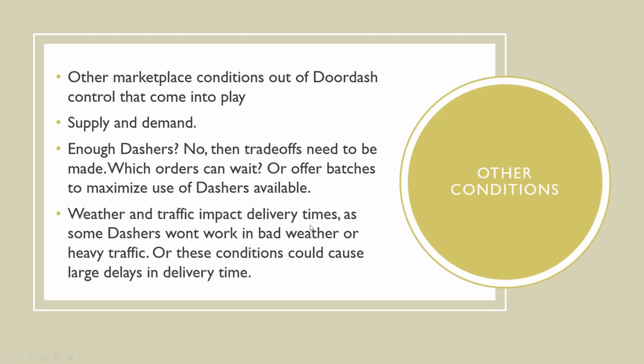Weather and traffic impact delivery times, as some dashers won't work in bad weather or heavy traffic, or these conditions could simply just cause large delays in delivery time. So they have to think about this too when they're dispatching orders. They have to think about the time that it's going to take. And if they have a lack of dashers, or if it's really bad weather, they need to think about that. So far this all makes sense except for that weird graphic that they included.